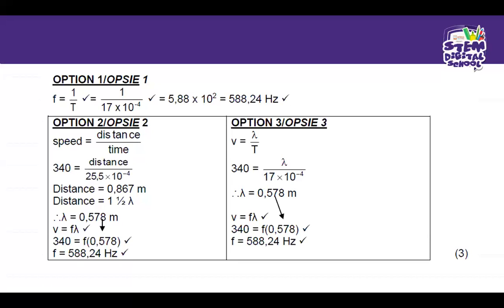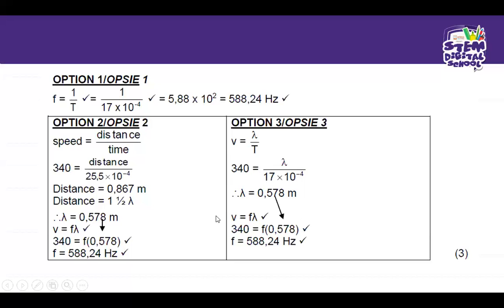Okay guys, I hope it makes sense to you. But now we also have another option 3 that we can use to calculate, where we say velocity is equal to wavelength divided by time. We've got our velocity as 340 meters per second, and we've got our time as 17 times 10 to the power minus 4. And we're going to have our wavelength, right?